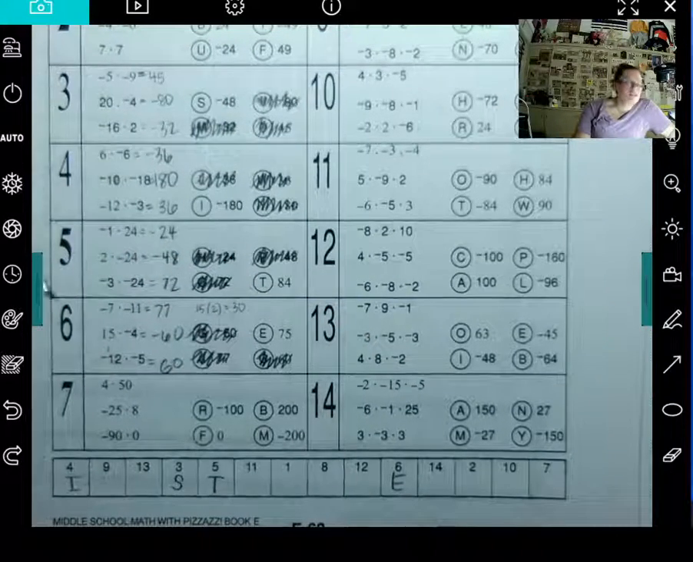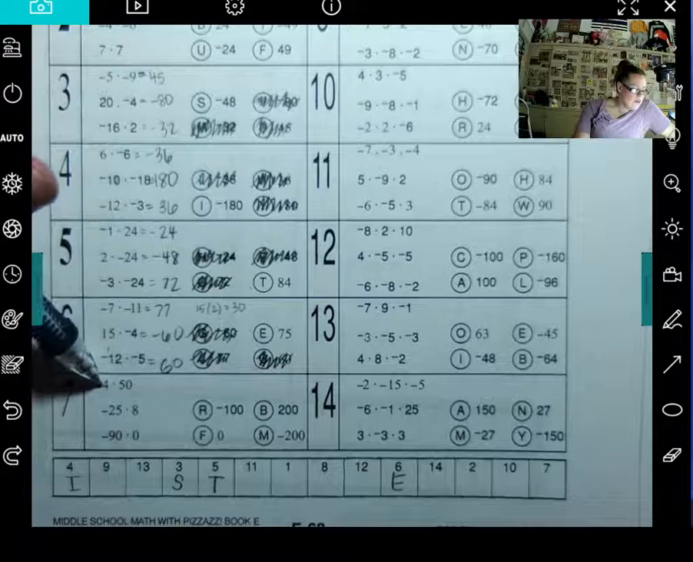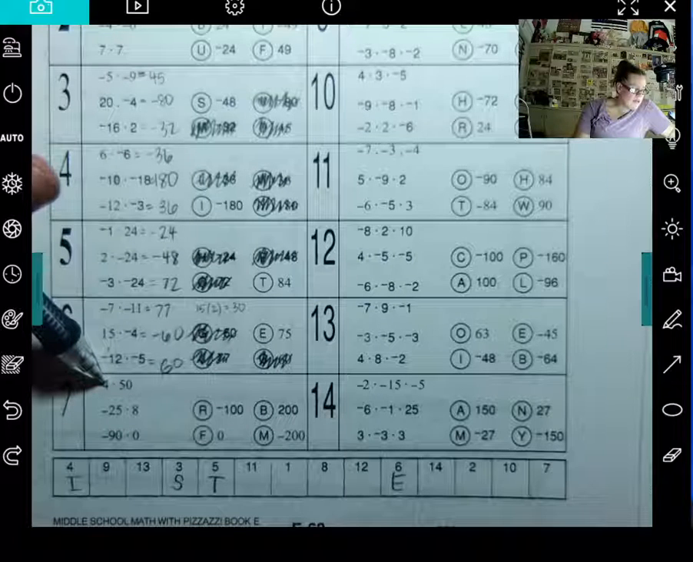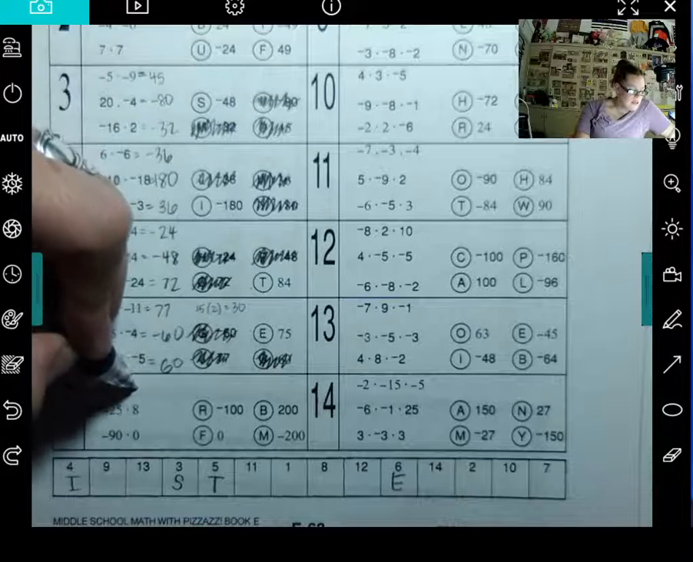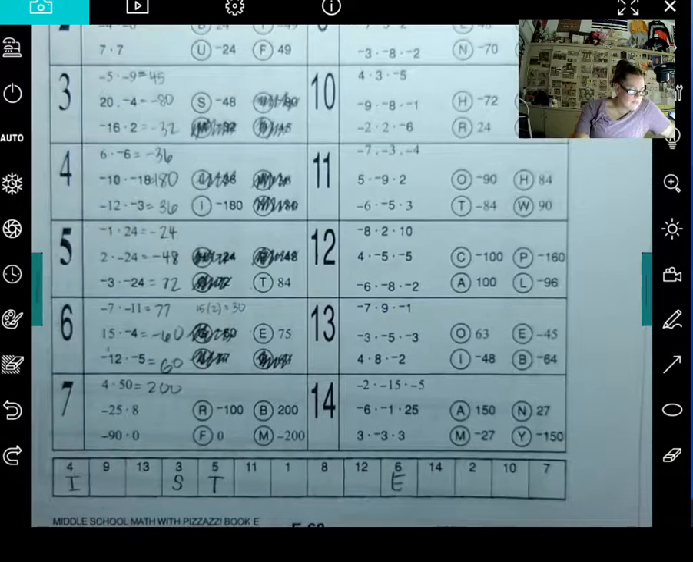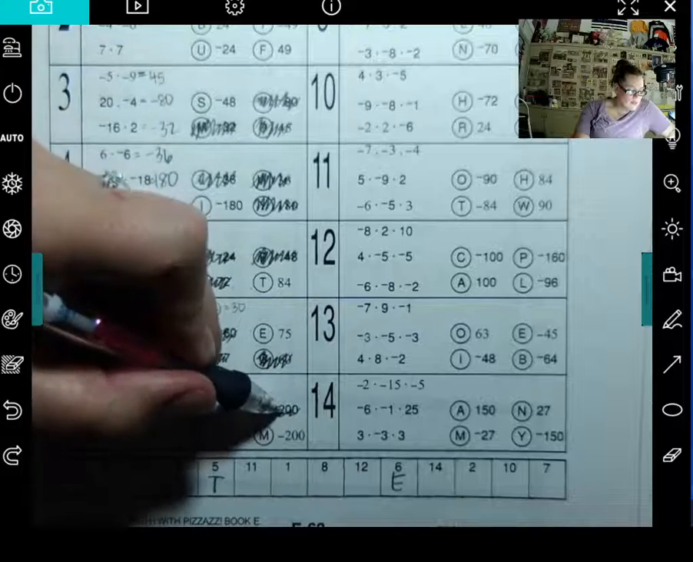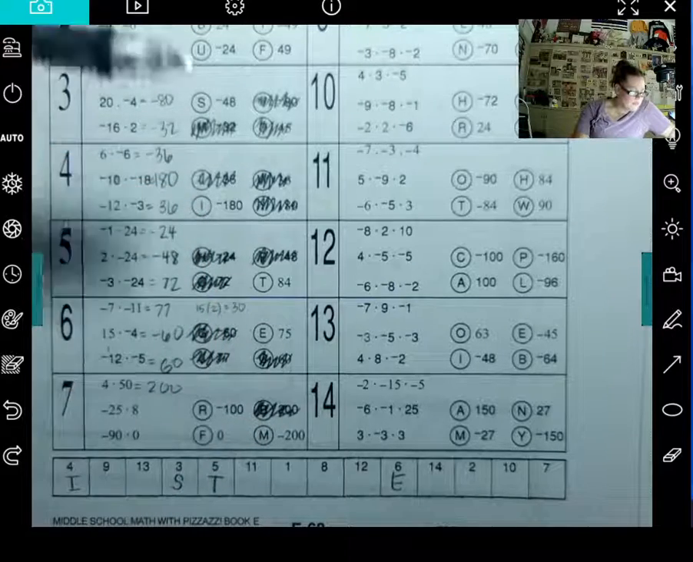Number 7. So now think of money. We have 4 sets of 50 cents. So 4 sets of 50 cents, that would equal 200. They were both positive, so our answer should be positive. So cross out that B.